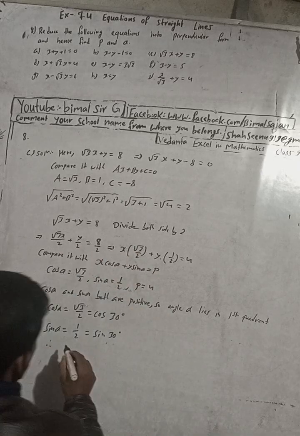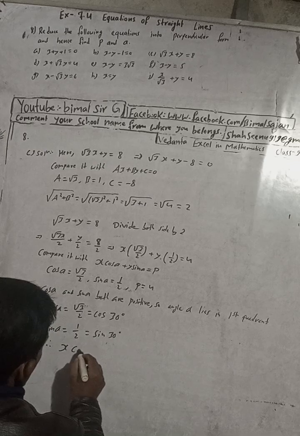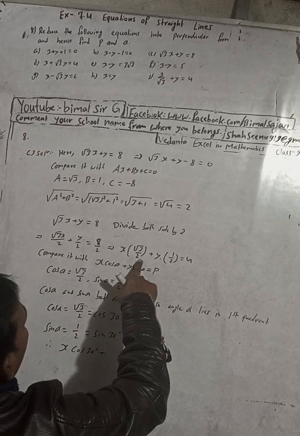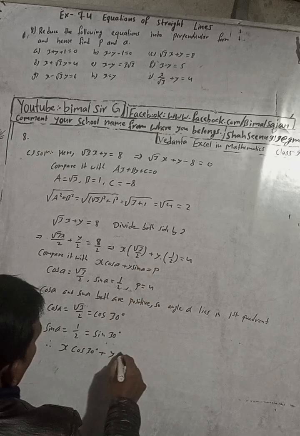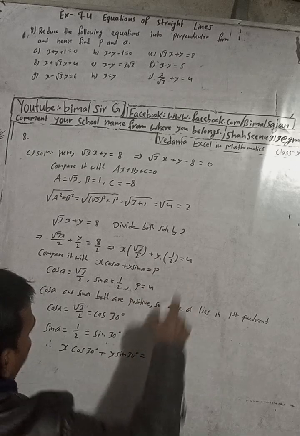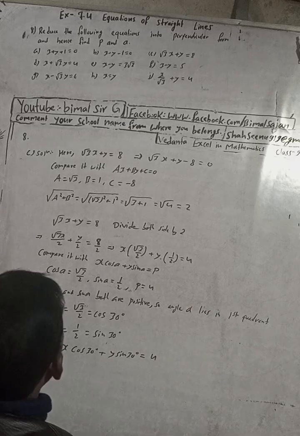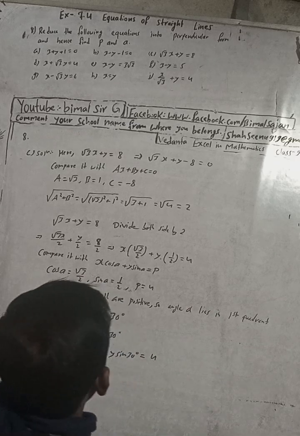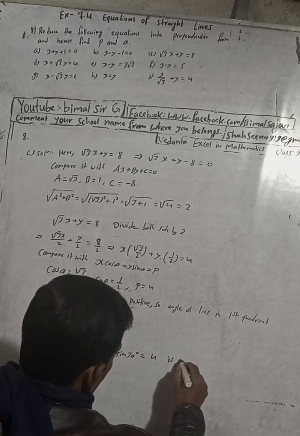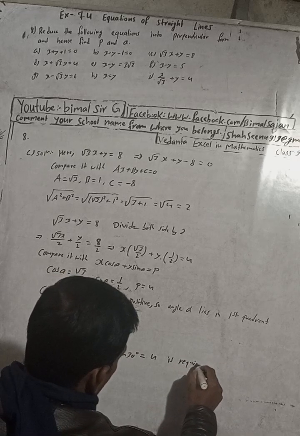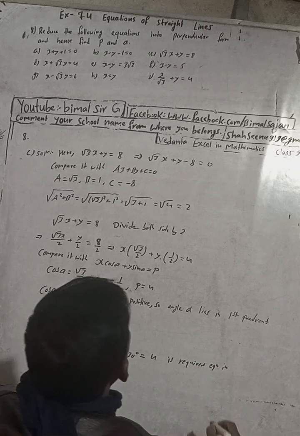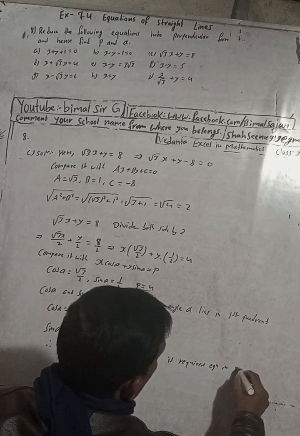x cos 30 degree plus y sin 30 degree is equal to 4. Is the required equation in perpendicular form or in normal form?